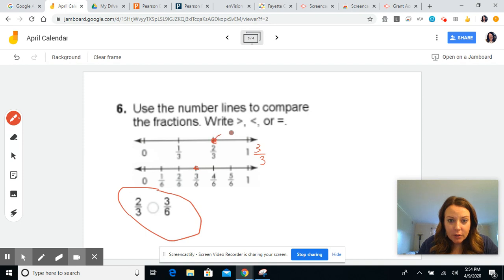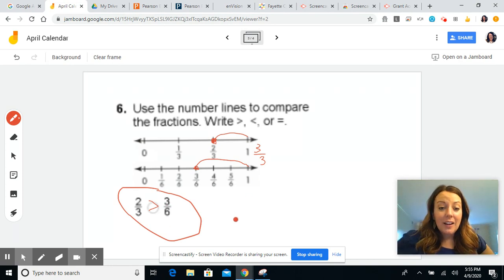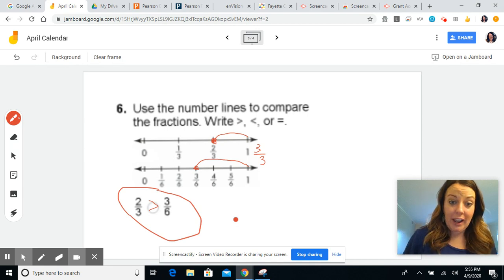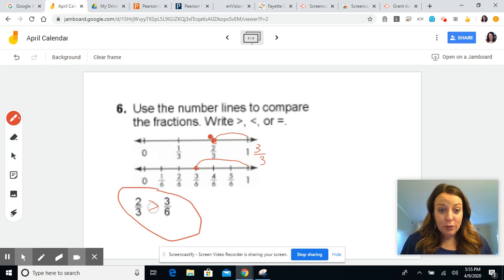This is the distance to 1 here. This is the distance to 1 here. Which one is closer to 1? Whichever fraction is closer to 1 is going to be bigger. So I can say that 2/3 is greater than 3/6 because it's closer to 1. 3/6 is equivalent to 1/2. So I can say that 3/6 is equal to 1/2. 2/3 is greater than 1/2. So then I know again 2/3 is greater than 3/6.